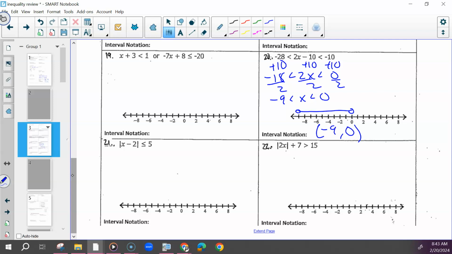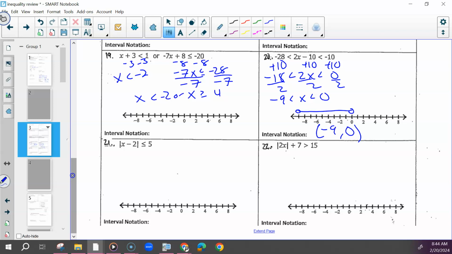So then we have our OR. We solve those separately. For the left one, subtract 3. For the one on the right, subtract 8. And divide both sides by -7. Change the direction of your sign. Make sure that these are in the same line and that they have the word or between them.